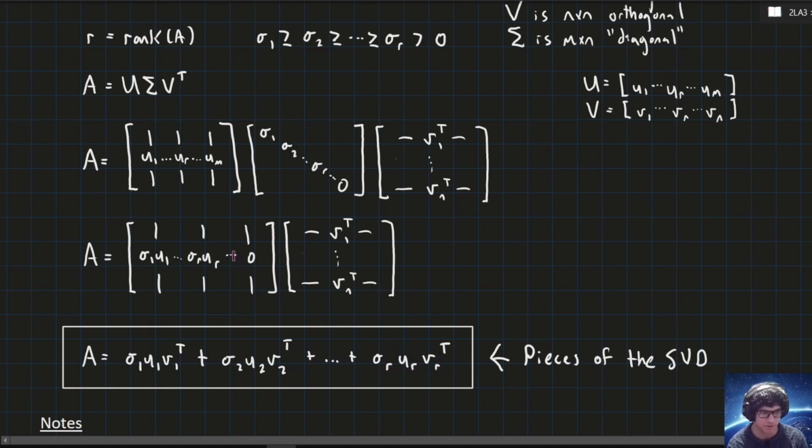Since everything past here is 0, we lose the v's that are past r. Those just disappear; they don't come into this. And each one of these is called a piece of the singular value decomposition.